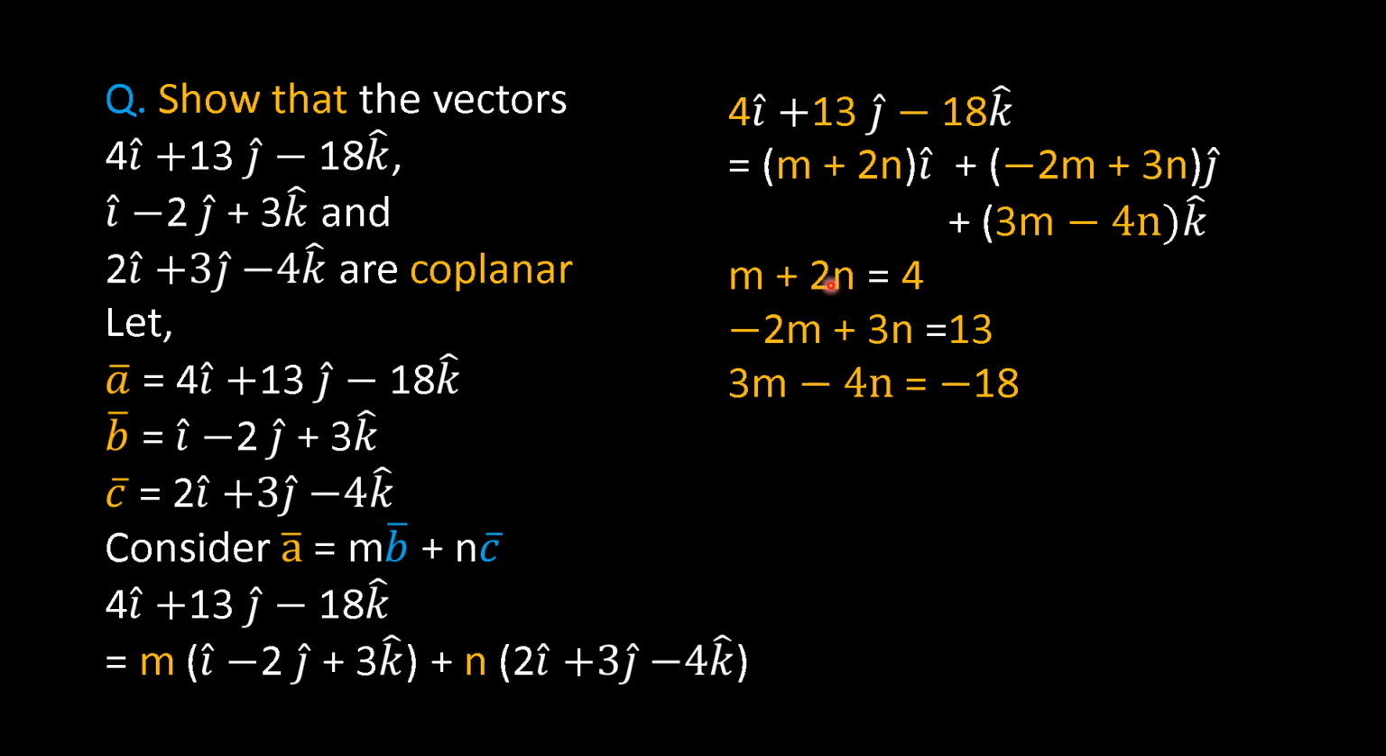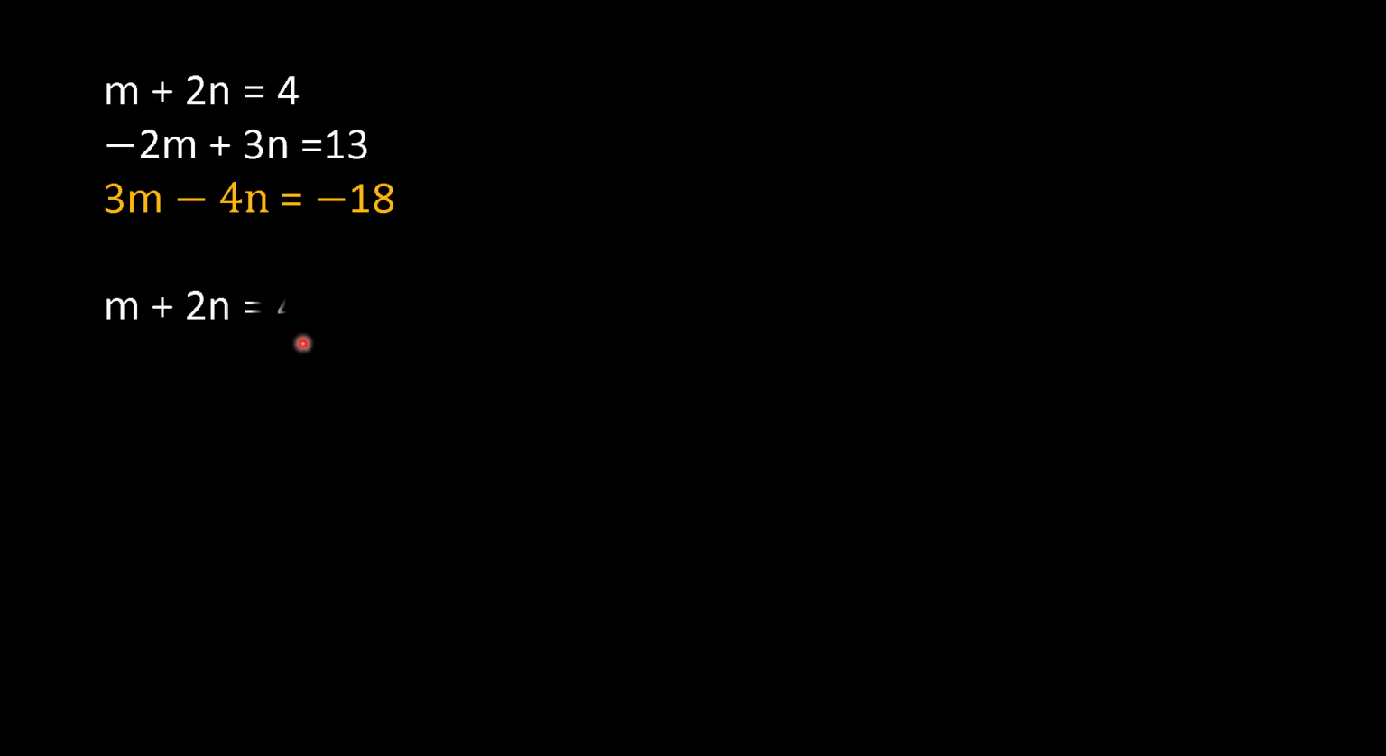For finding the values of m and n, we will solve any two of these three equations. The values that we got, we will substitute in the remaining equation and see if that remaining equation is satisfied by these values. Let us solve these three linear equations. First, we will multiply the first equation by 2. So it becomes 2m plus 4n equals 8. Now we will write this third equation below this equation.